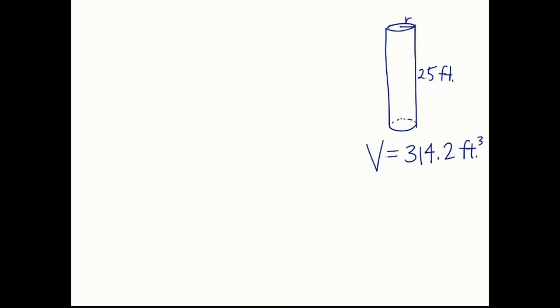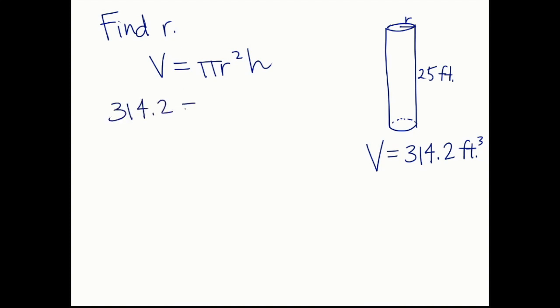Let's say I have this really tall cylinder. It's 25 feet tall, but I don't know what the radius is. And I'm told that the volume equals 314.2 cubic feet. Let's see if we can find r, the radius. So I'm going to write my trusty formula here: V equals pi r squared h, and I'm going to fill in what I know. So V is 314.2, pi times r squared, I don't know what r is, and then times 25.